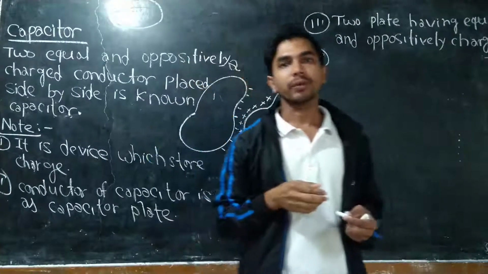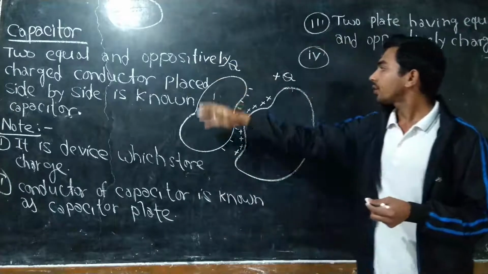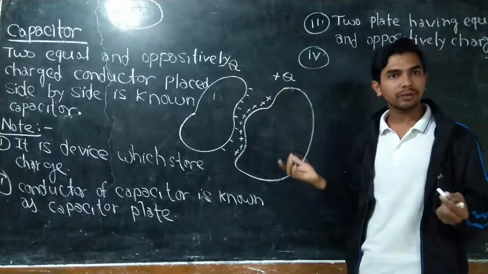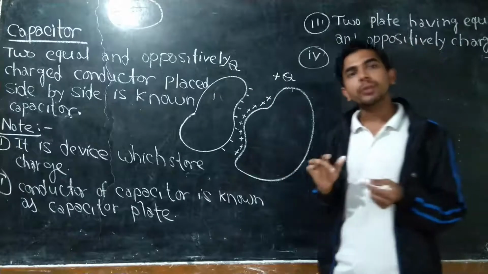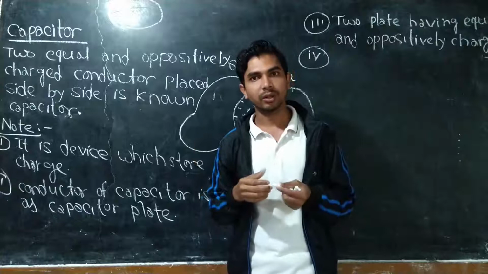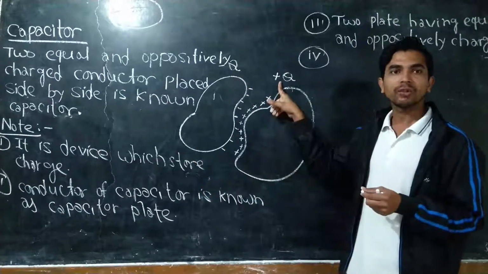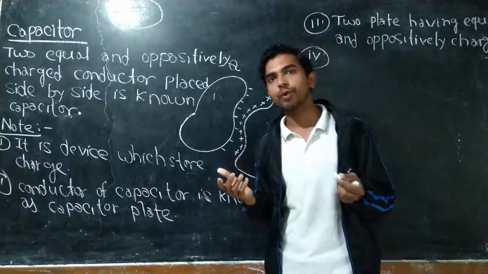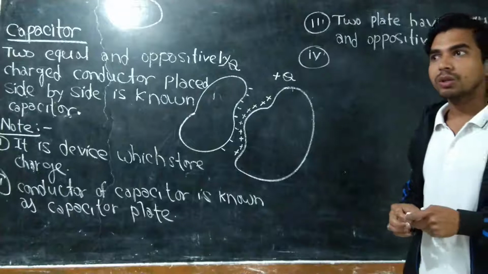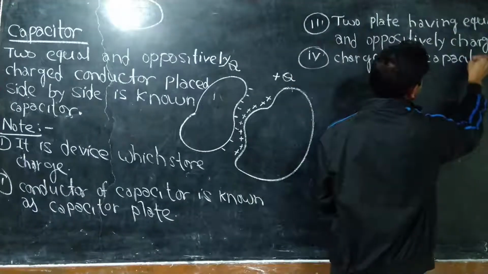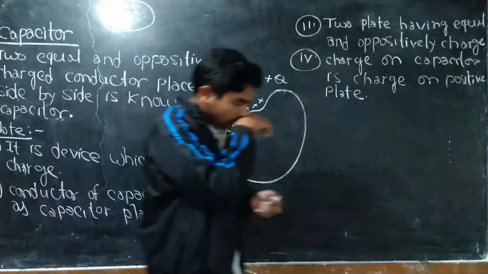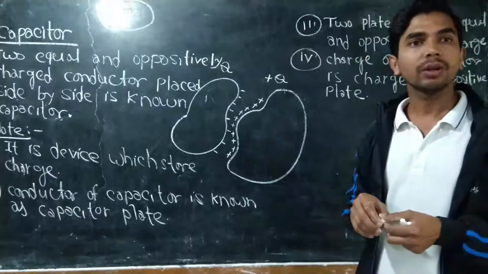Next I am going to discuss the charge on a capacitor. You can see this combination is known as a capacitor. This has minus q, this has plus q. Total charge is 0. But someone may ask how much is the charge on the capacitor. You have to say the charge on the capacitor is plus q, because the charge on a capacitor is the charge on the positive plate.